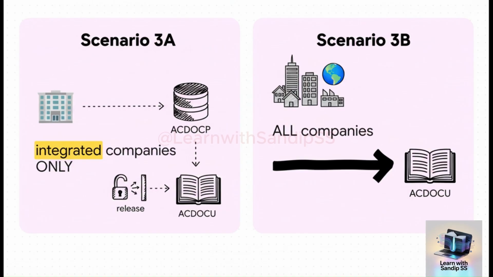Now on the right, Scenario 3B is for all your companies. It writes the plan data directly into the group journal, ACDOCU. It's just a much more direct path for getting data ready for consolidation.